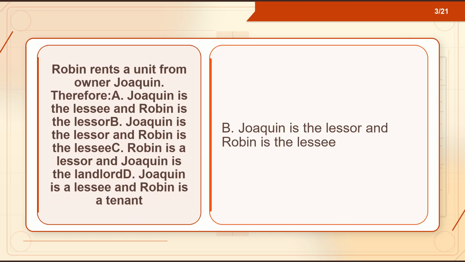Flashcard 3. Term. Robin rents a unit from owner Joaquin. Therefore, A. Joaquin is the lessee and Robin is the lessor. B. Joaquin is the lessor and Robin is the lessee. C. Robin is a lessor and Joaquin is the landlord. D. Joaquin is a lessee and Robin is a tenant. Definition. B. Joaquin is the lessor and Robin is the lessee.